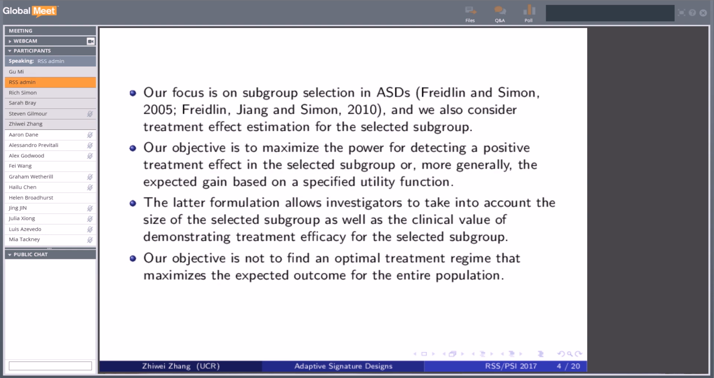Our objective here is notably different from the well-studied problem of finding an optimal treatment regime that maximizes the expected outcome for the entire population. We recognize the importance of that objective, and we believe that it's also important, especially in regulatory settings, to successfully demonstrate treatment efficacy for some, if not all, patients.